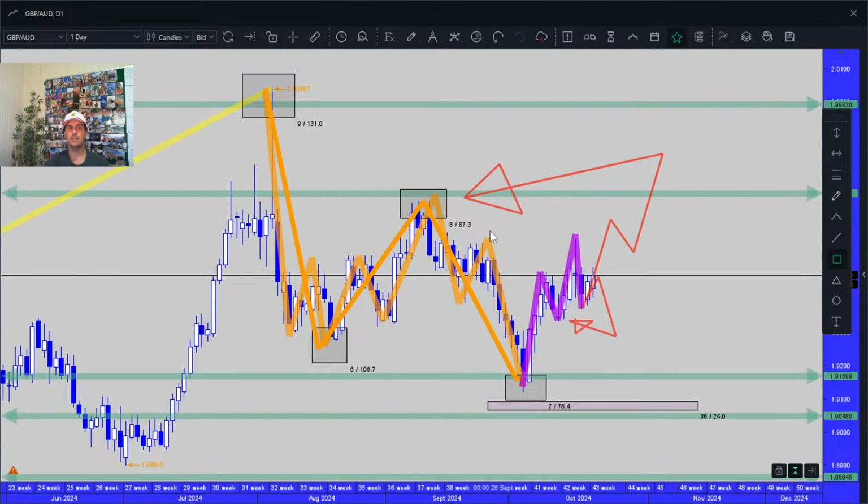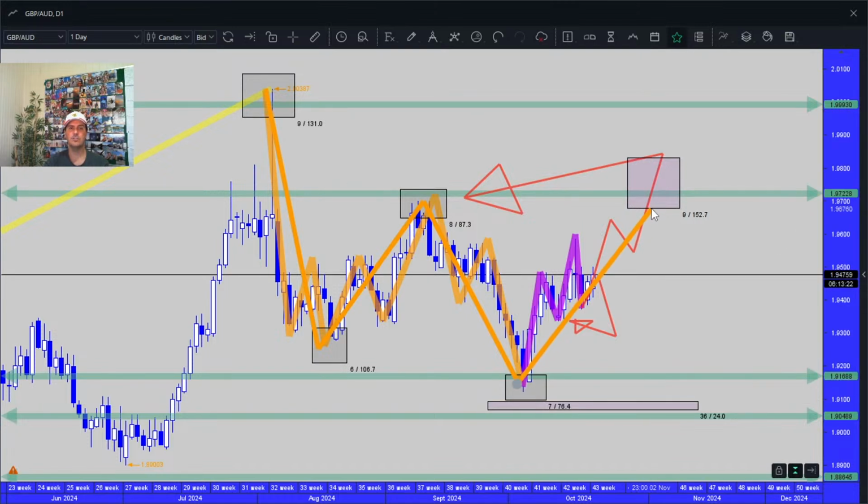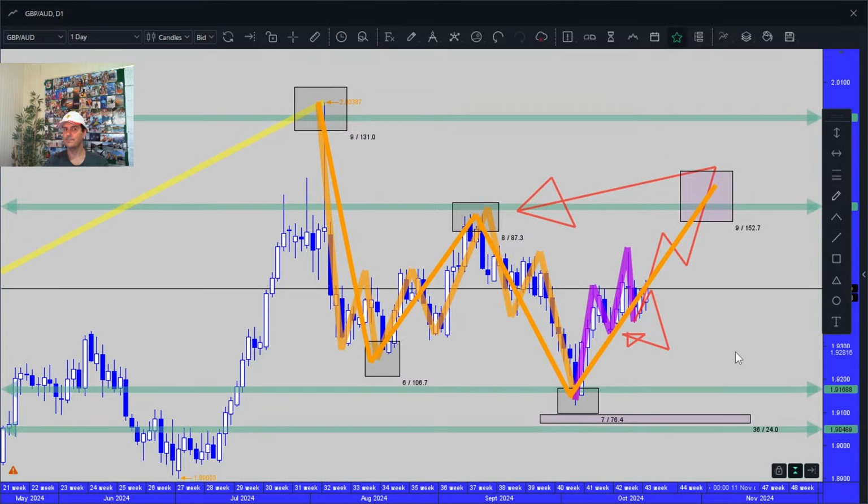If the market breaks the relevant high on the orange, then the orange is going to change direction. This is going to be the first orange extension leg, right?